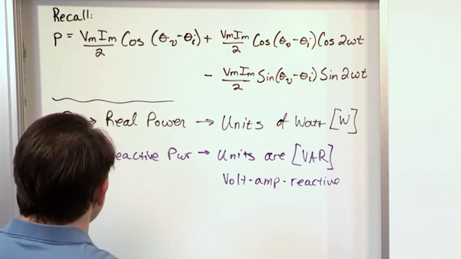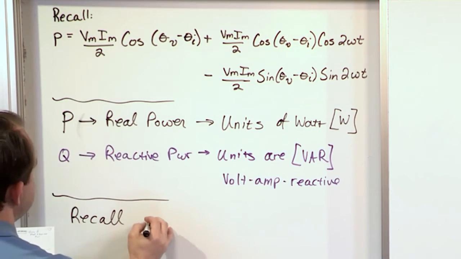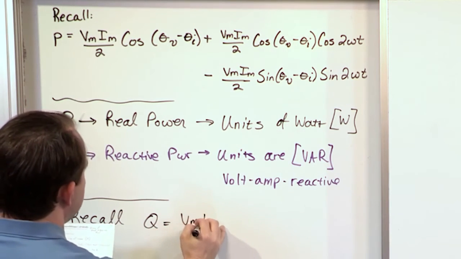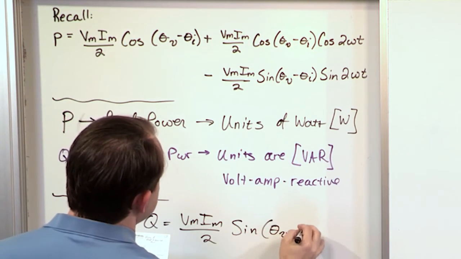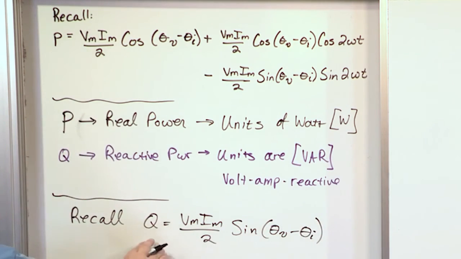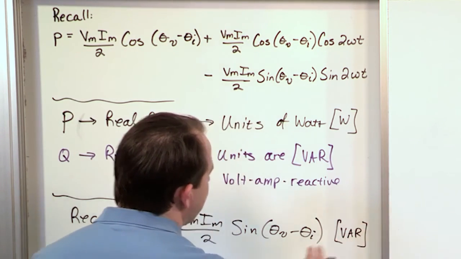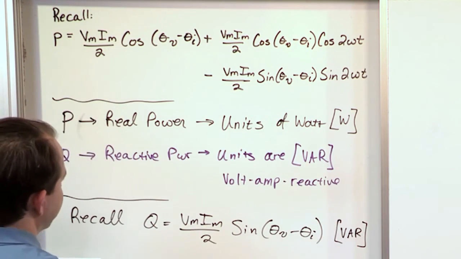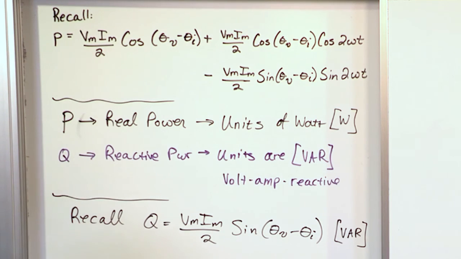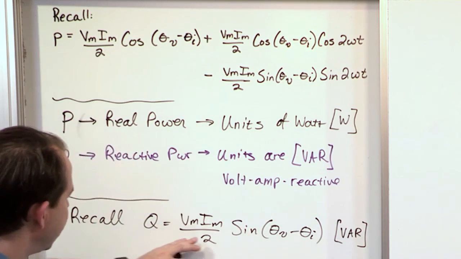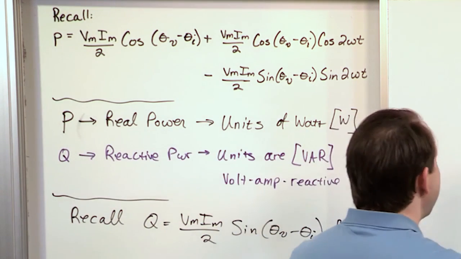So for instance, just a little review: recall that Q is Vm Im over 2 times the sine of theta V minus theta I. The unit of Q here is now, henceforth, going to be VAR. That's what you're going to call it all the time. Don't put watts there, because then people get confused and think, this isn't even real power, why does he put watts there? Put VARs there. That's the unit of Q. And then just a little more of a review. I'll stick over here just to have it in one place to drill it in.